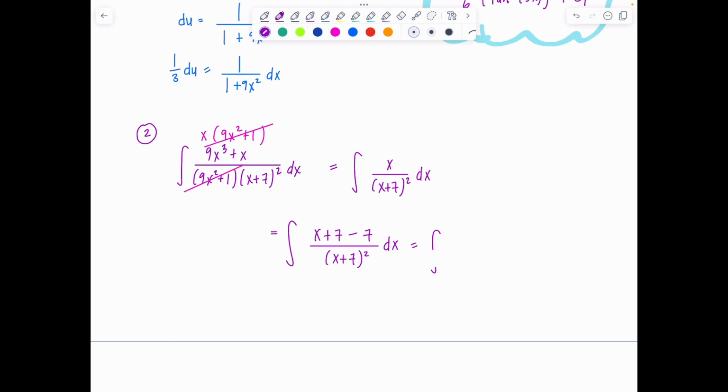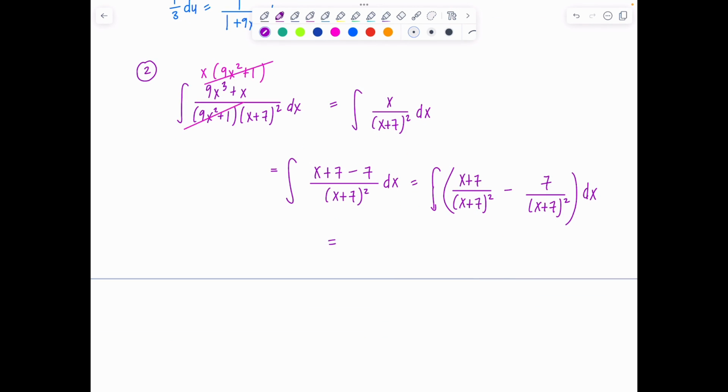And then the whole point of doing that is so that you group things together. So you're going to have x plus 7 over x plus 7 squared minus 7 over x plus 7 squared dx. And then here, this is going to cancel, right? Boop, you're gone. I just have a 1 in the numerator. 1 over x plus 7 minus, this I can integrate no problem. If you want to write it as x plus 7 to the negative second, that might be helpful. dx, and then this, yep, ln absolute value x plus 7.